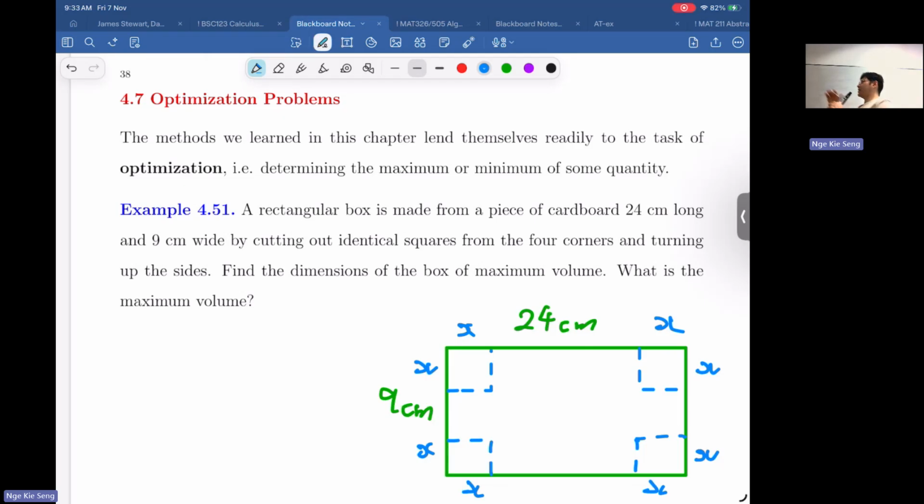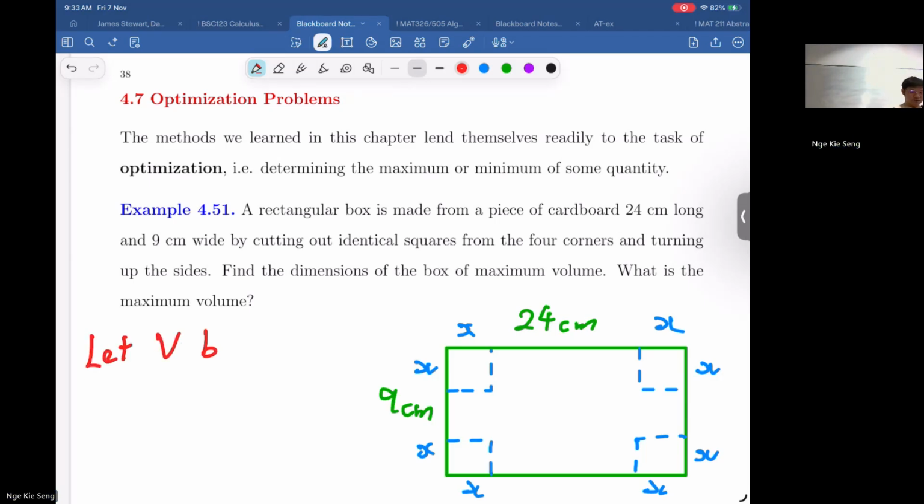So can you imagine that if I cut out the squares, right, then you just flip the remaining side up, then you can form a box. Well, this box is not covered. Okay, it's open. So I want to find the dimensions of the box of maximum volume. So if you imagine you cut out the corners already and then you flip up the sides, what's the formula of the volume?